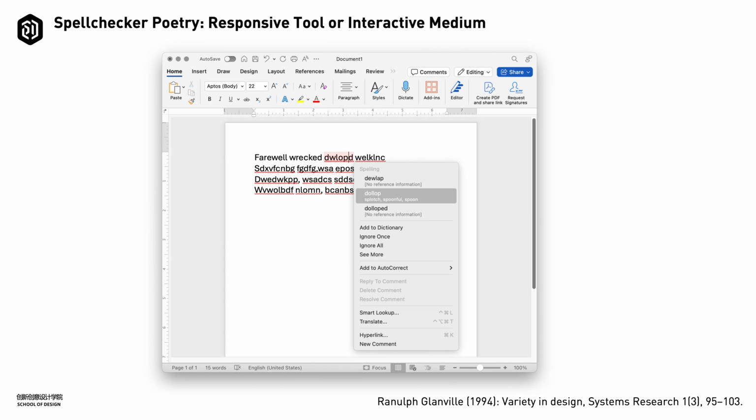Here's another one that was described by Ranulph Glanville. This is spell checker poetry. You can use a tool like Word and just type in garbage without looking, and it will give you all the red lines, and then you can right-click each word and see what the dictionary suggested you might have meant. And then just pick your favorite one from the suggestions and use that to construct a poem.